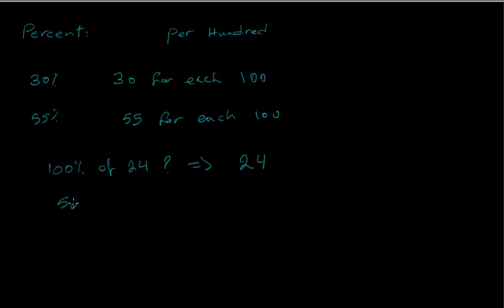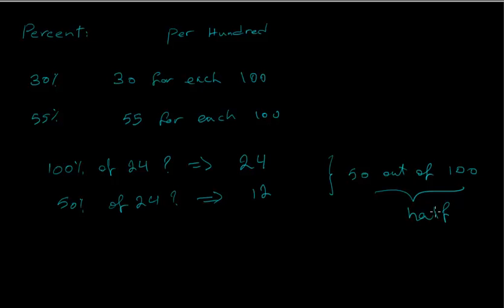If we say 50% of 24, it is 12. 50% is another way of saying half of something, because 50% means 50 out of 100. It means half. And again, if it's 25% of something, it means 25 out of 100. If it's 20% of something, it means 1/5. It means 20 out of 100.